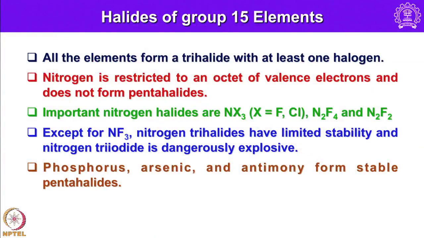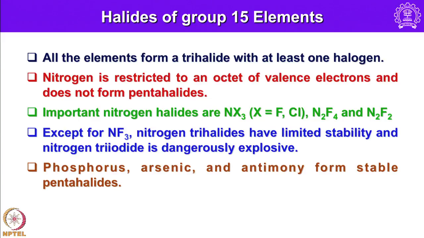Okay. So, with this, let us move on to the halides of group 15 elements. All the elements form trihalides with at least one halogen. So, nitrogen is restricted to an octet of valence electrons and does not form pentahalides, and important nitrogen halides are NX3, where X is fluorine or chlorine.